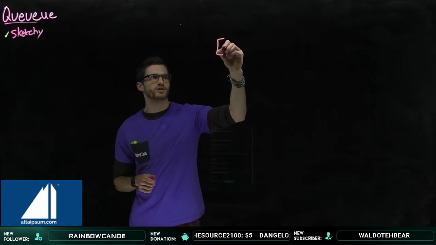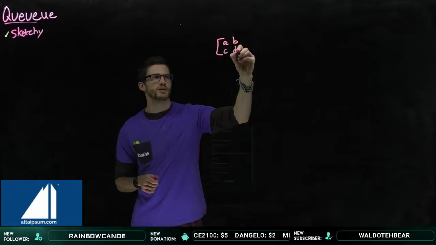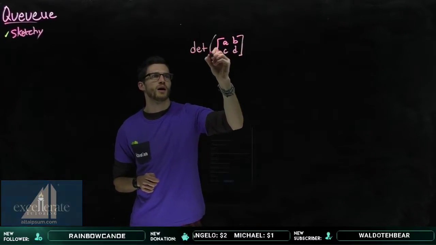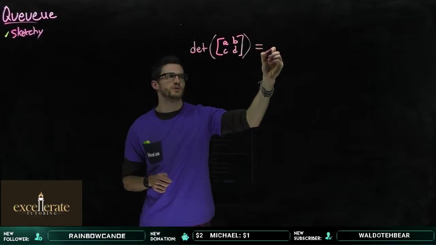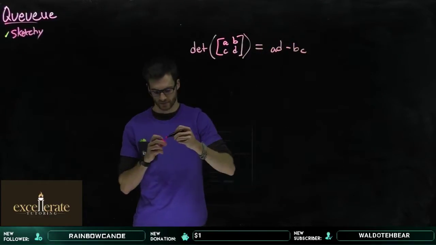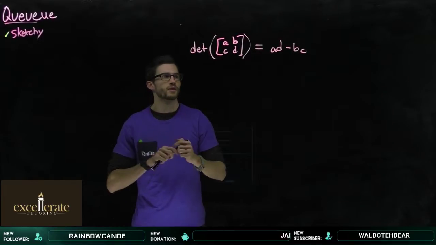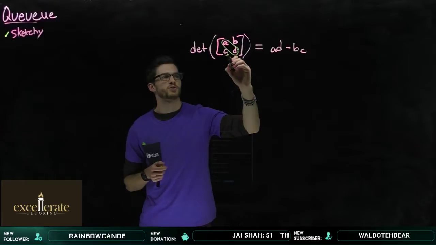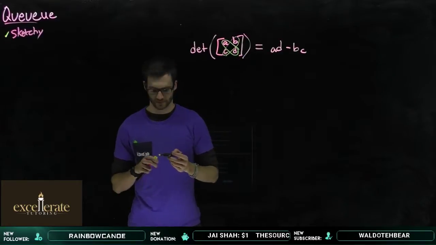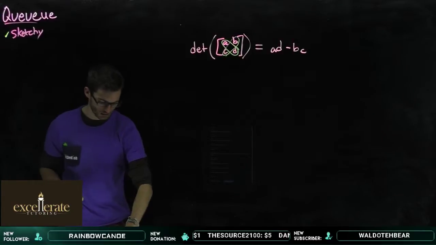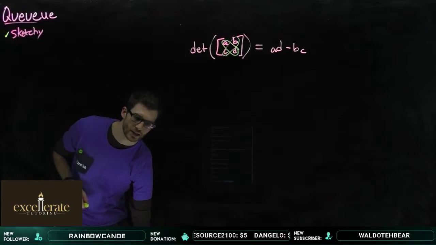So a 2x2 matrix is A, B, C, D, and the determinant of this matrix is going to be AD minus BC. You take these two guys, multiply them together, and subtract these two guys from that. That's it. I can give you a problem on it, though, that's actually kind of interesting.